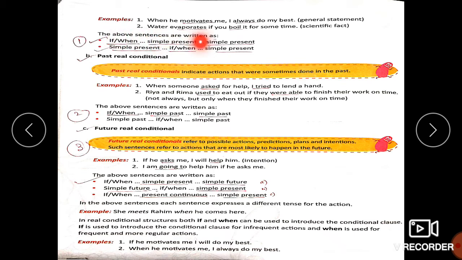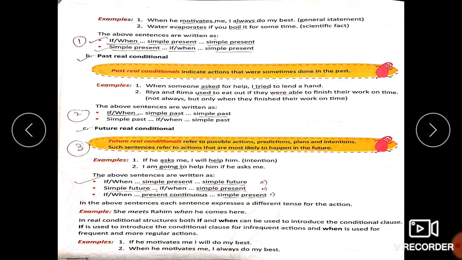Okay, the above sentences are written as if or when plus simple present plus simple present. This is the structure of the sentence, which is extremely important, children, I tell you. For conditionals, you have to know the structures very well. It is usually the structures where we tend to make mistakes. Hence, you are to be very, very careful about these structures.